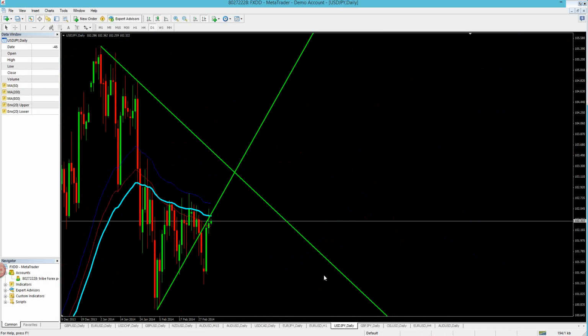If you don't have a clear signal, don't take a trade. There's no reason to do that. So once again, I am calling dollar Swiss sell and a dollar yen sell as well. And that is pretty much my calls.